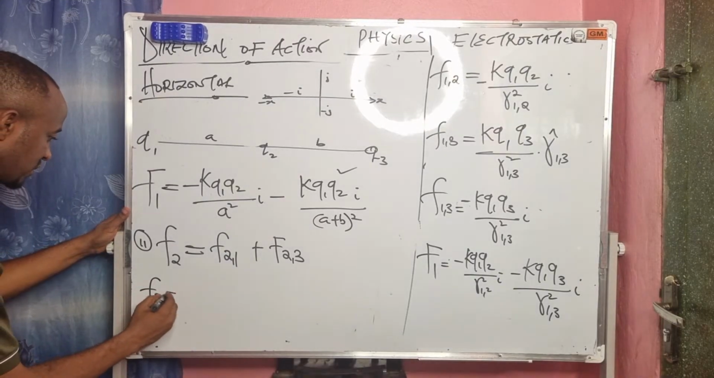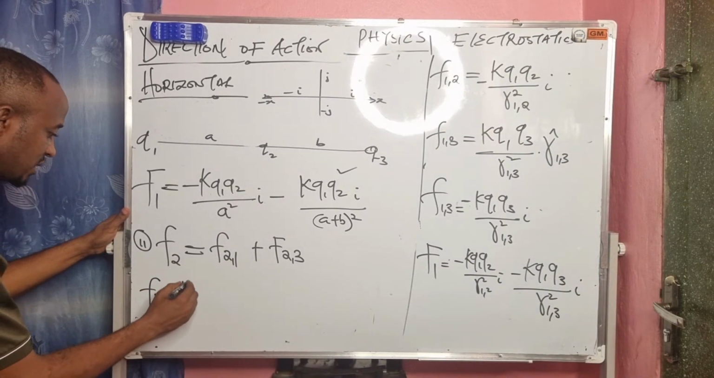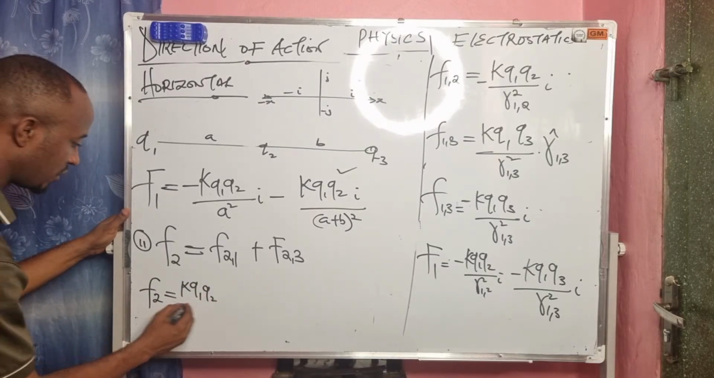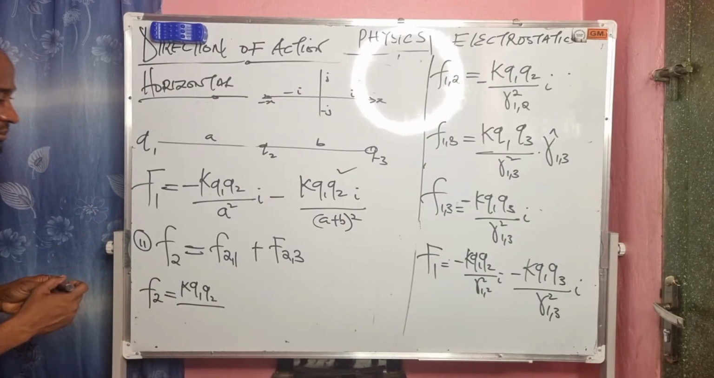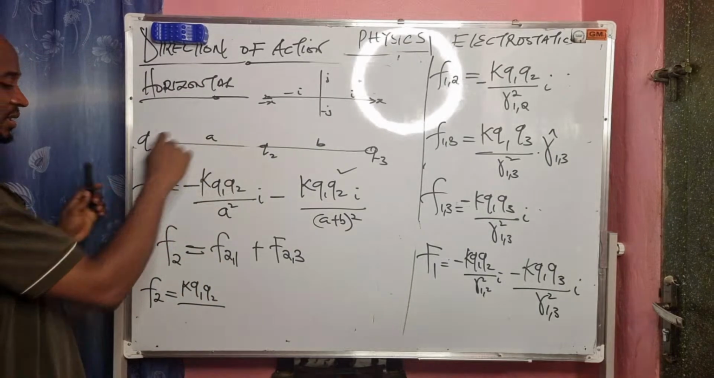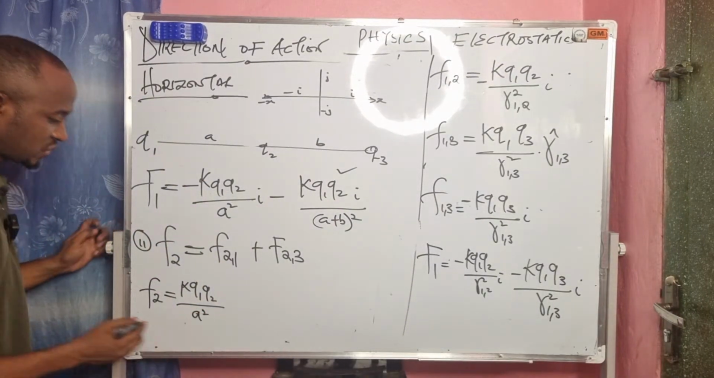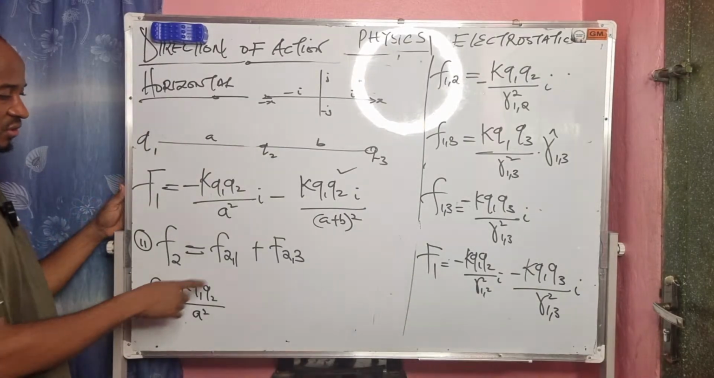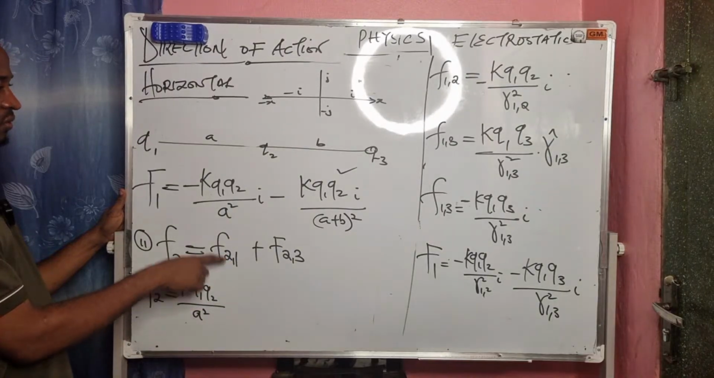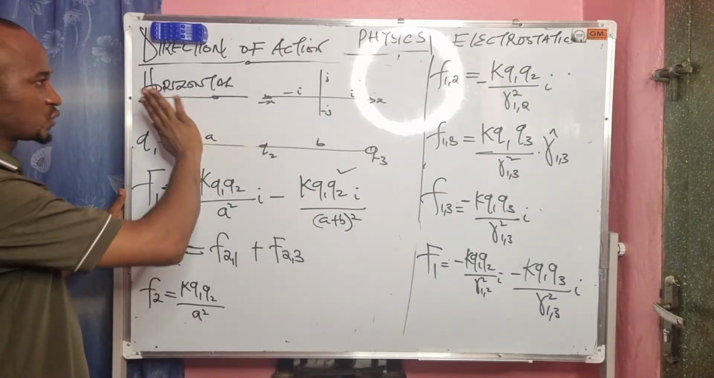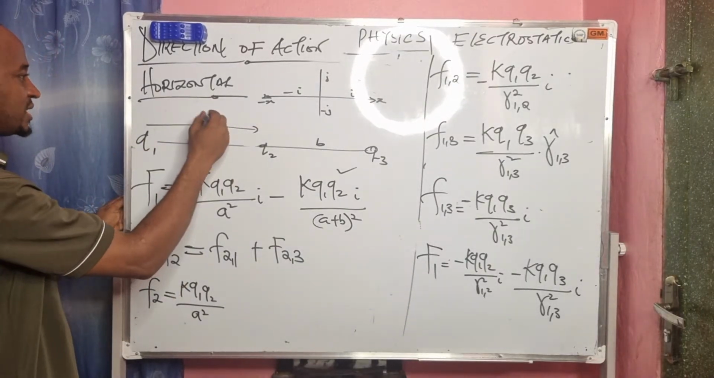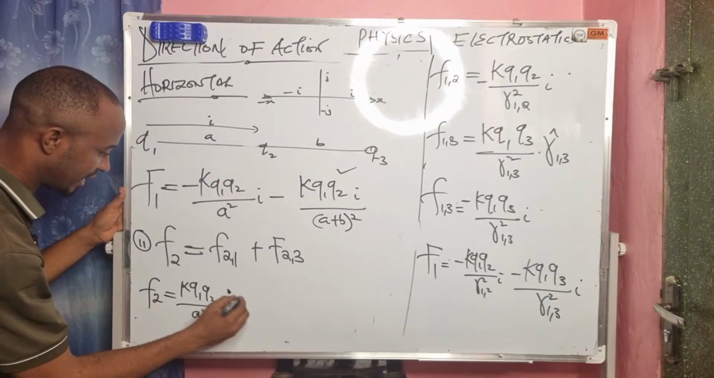Let me put the entire value there so we can move on. Our F2 becomes what here? Our F21 will be KQ1 Q2 divided by the distance between charge 2 and charge 1, which is A, so A squared. What is our direction of action? We are moving from 1 to 2, which is towards positive, positive I.